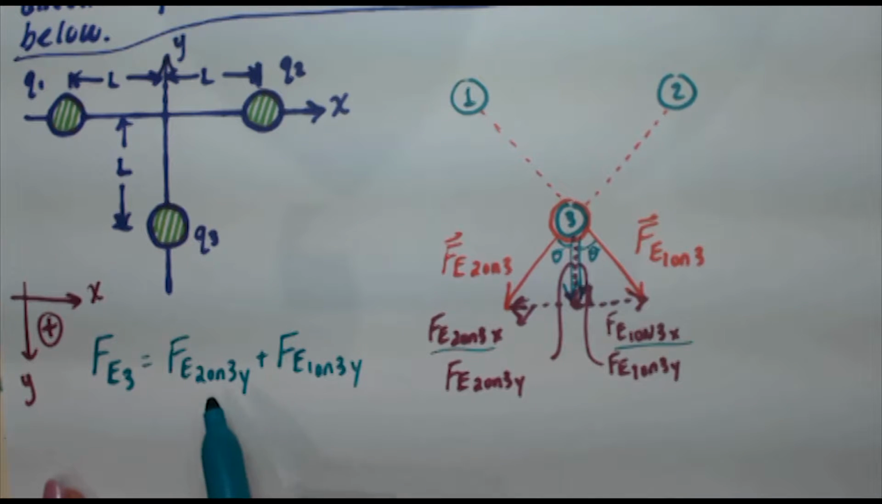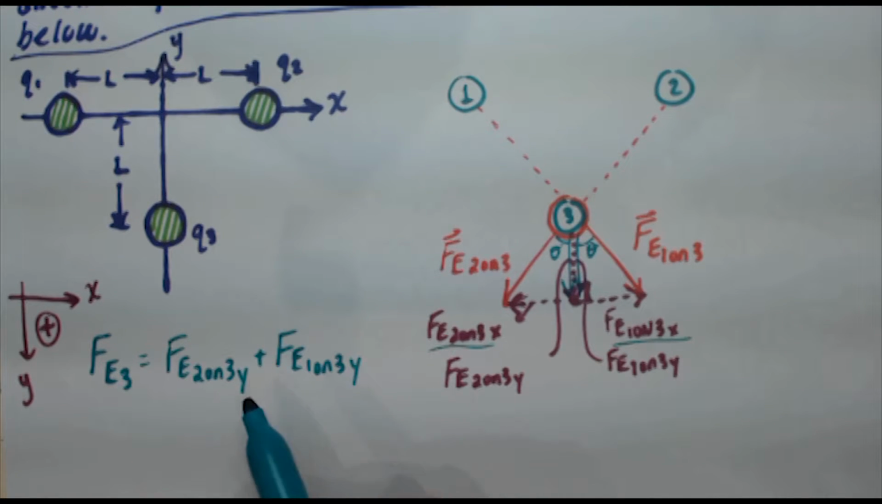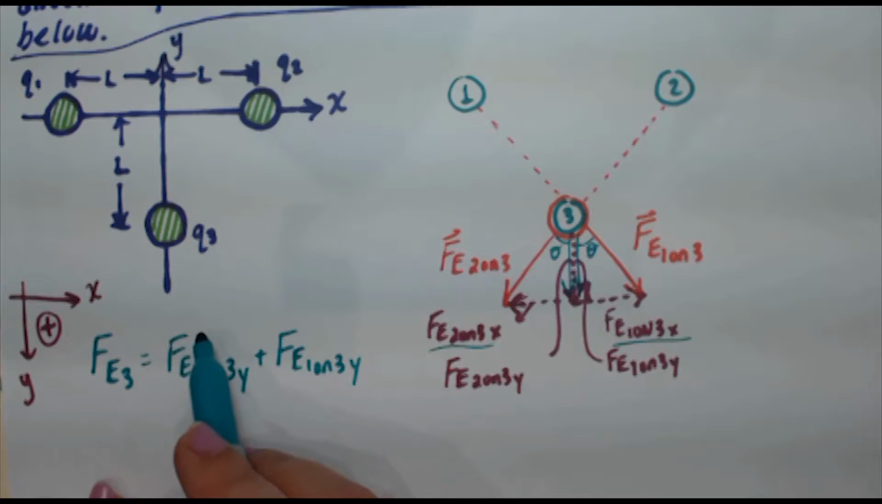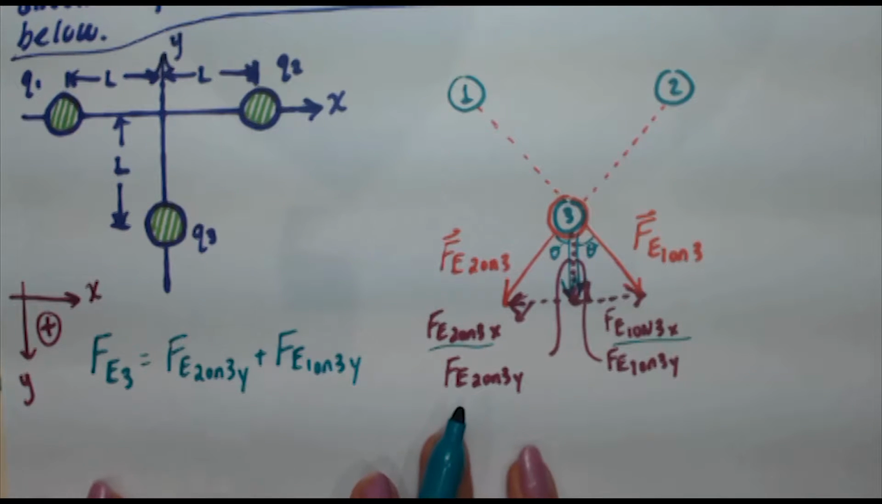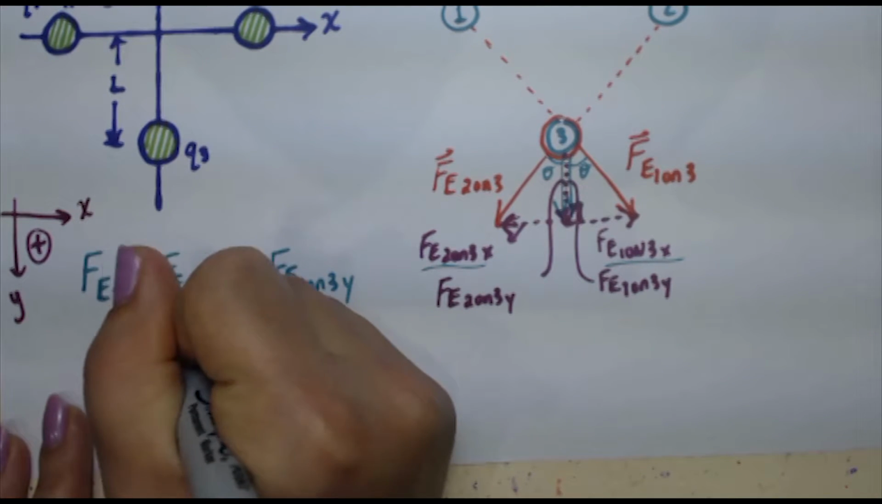And so instead of adding two separate forces together, you simply can look at this as doubling one of the forces because it's the same magnitude, same distance, okay? And so what we'll do is we'll just do 2 times Fe 2 on 3y, but it really doesn't matter which one you choose, okay? So 2 times this force.